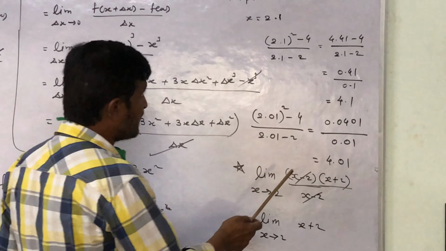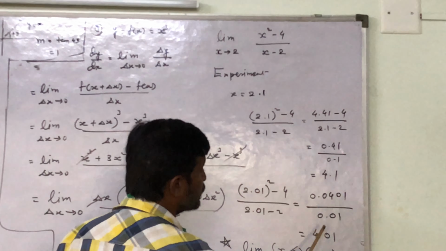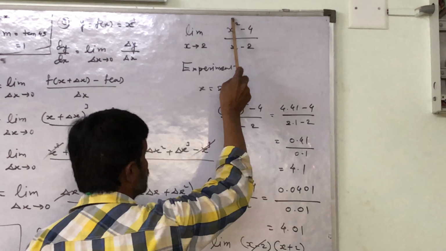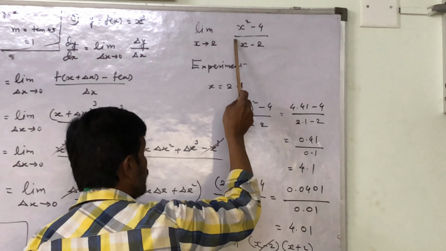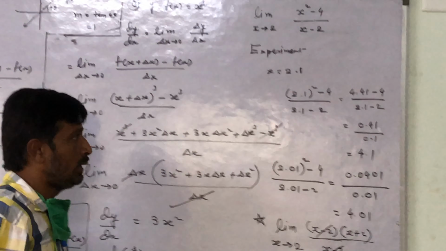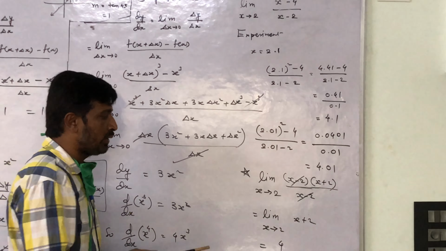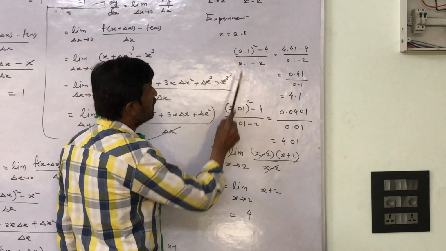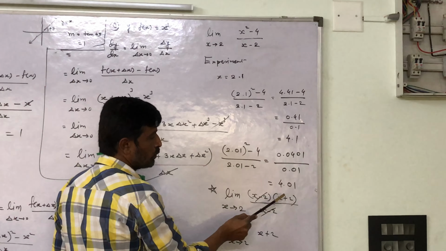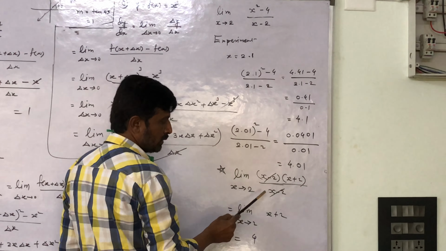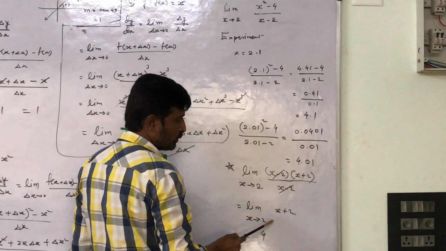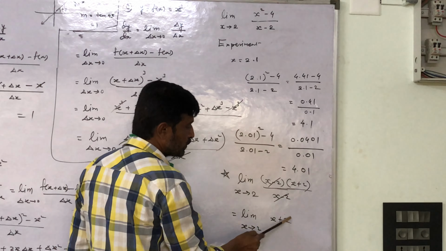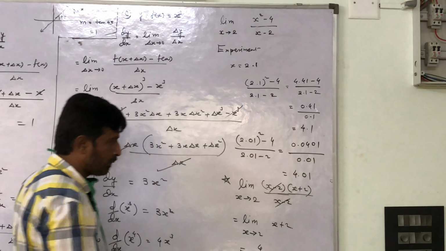The observation is that it is going towards 4, not 0. Even then, the numerator is going towards 0 and the denominator is also going towards 0, but the value of the expression is going toward 4. We can treat it like this: limit x tends to 2, if you factorize this, (x minus 2)(x plus 2) over (x minus 2), the x minus 2 cuts out. So limit x tends to 2 of x plus 2. The answer is 4. As x tends to 2, x plus 2 is going towards 4.